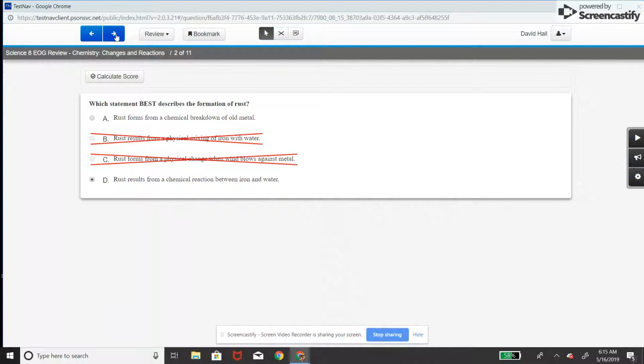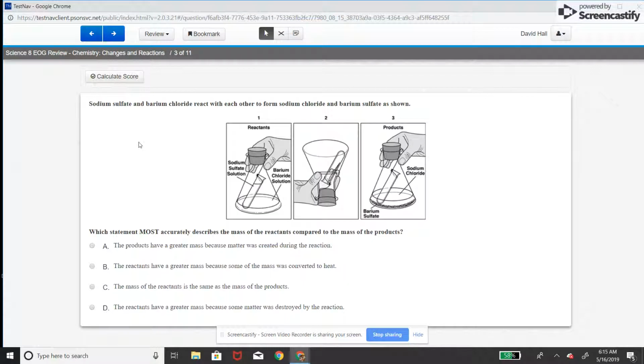We got next question. Sodium sulfate and barium chloride react with each other to form sodium chloride and barium sulfate as shown. Which statement most accurately describes the mass of the reactants compared to the mass of the products? This is a lovely question with some beautiful pictures. All it's asking you is what is the conservation of mass?